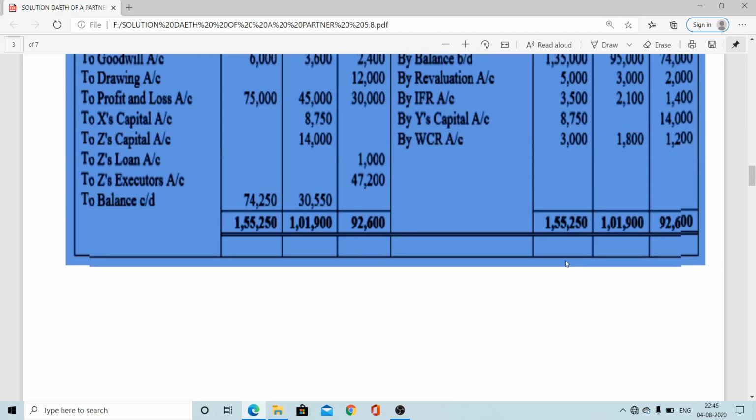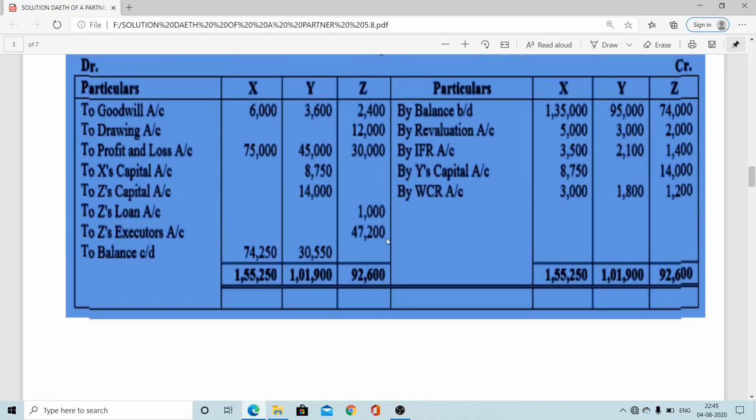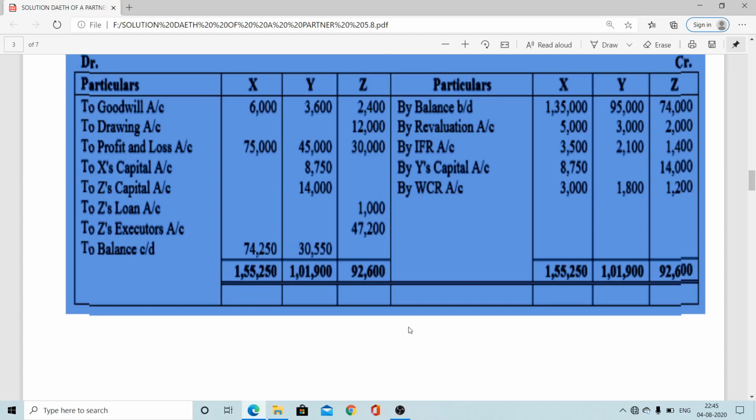After that, we will calculate the total entire amount of Z, 92,600, and we have to deduct all this, and this is the residual amount, the remaining amount which you have to transfer to the executor of Z. So this will go to the balance sheet, and these two remaining partners' balances you have to find out, that is X and Y. They are the remaining partners continuing the business, so this will also come to the balance sheet.